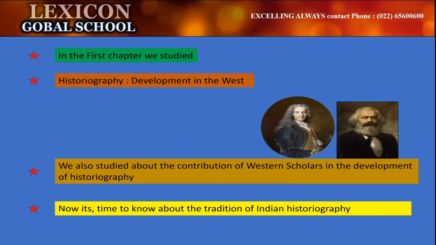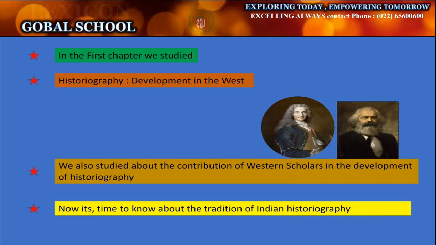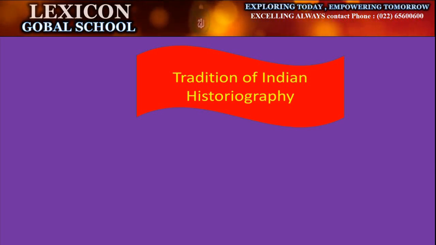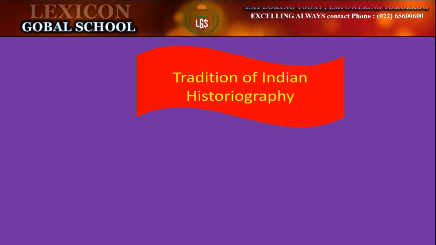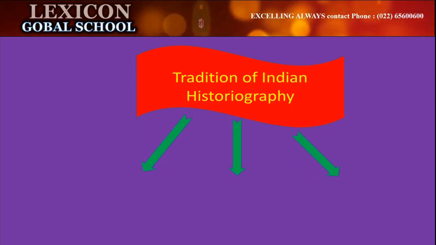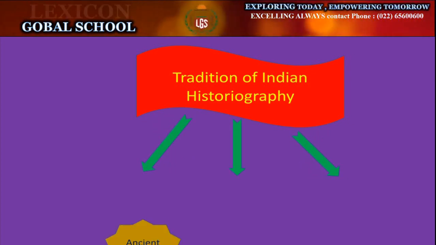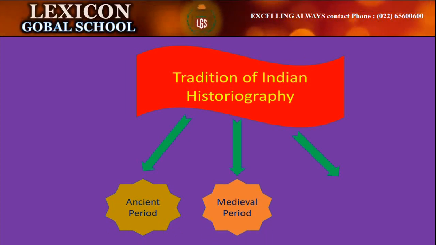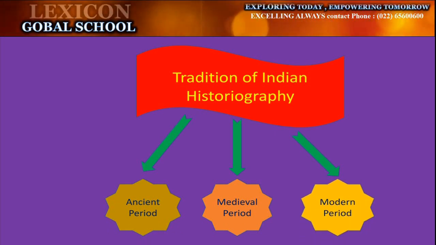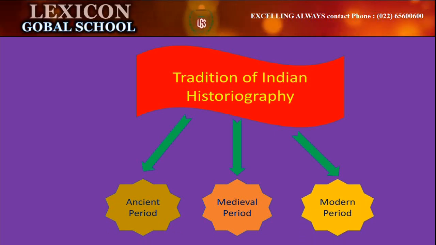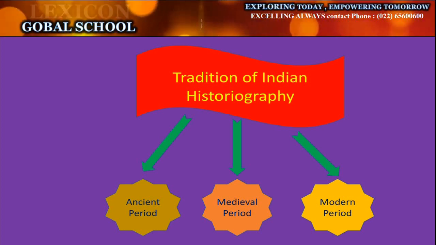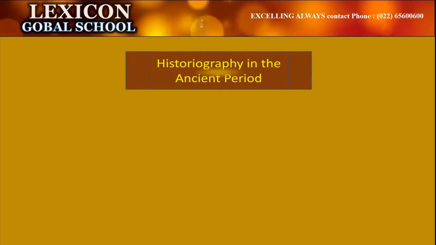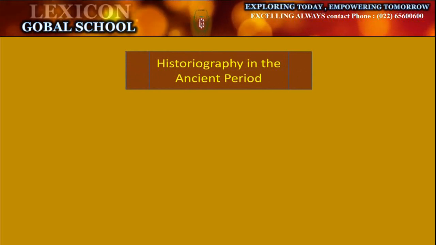Now it's time to know about the tradition of Indian historiography. It has been classified in three parts. The first one is the ancient period, the second one is the medieval period, and the third one is the modern period. Today, children, we will be studying each and every period in detail. Let us now start with the first one, that is historiography in the ancient period.